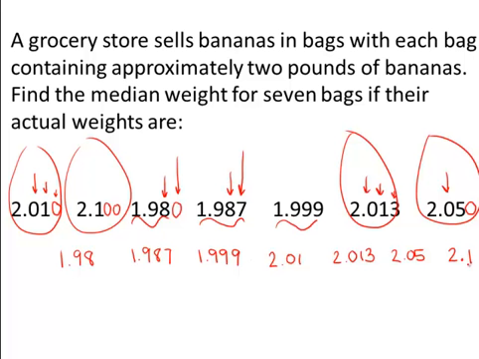Since I have an odd number of numbers in my list, I have 7, we know that we have one middle number, and that middle number is 2.01. 2.01 is the median.